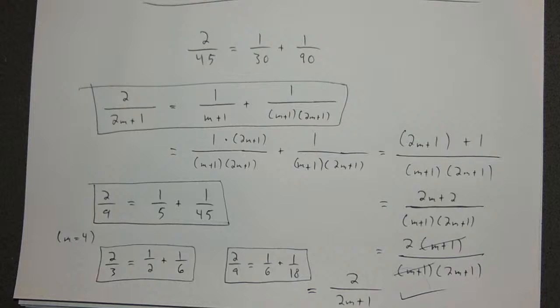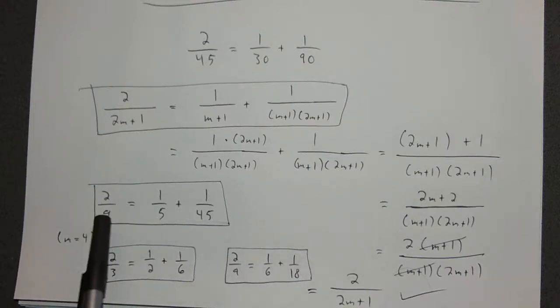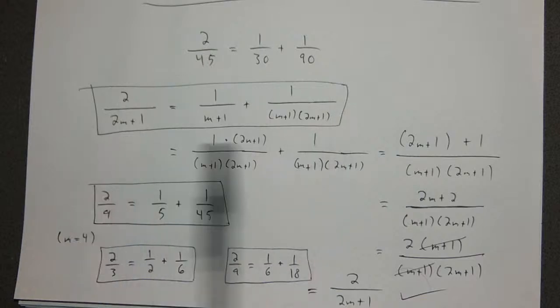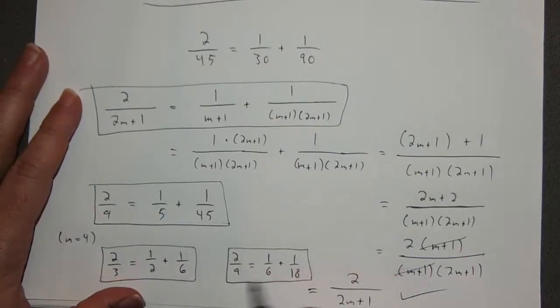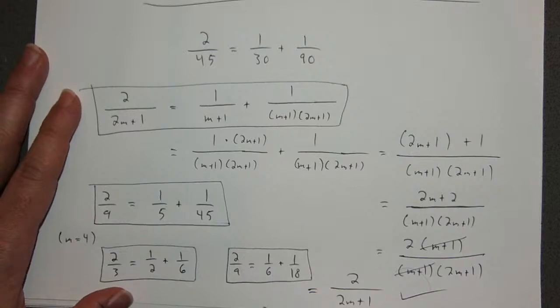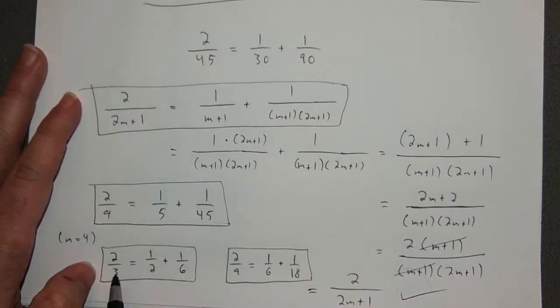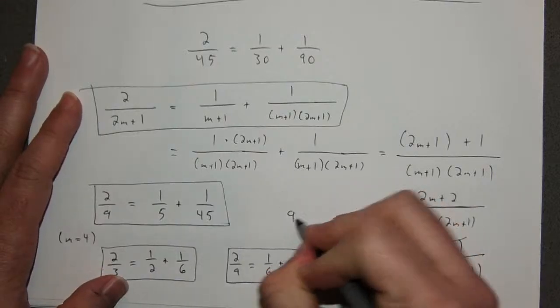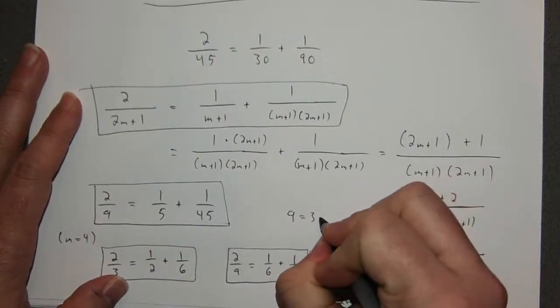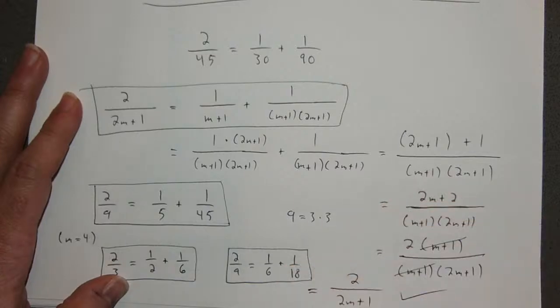Now, what does this method have as an advantage over trying to come up with some general pattern like this? Well, what is nice about this is, notice that me coming up with this way of writing 2/9 depended on me knowing a decomposition of 2/3. And really what it used was the fact that 9 is 3 times 3, right?